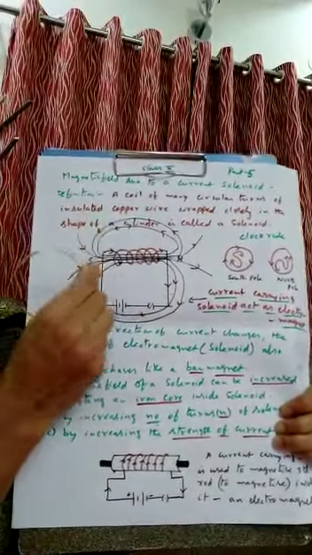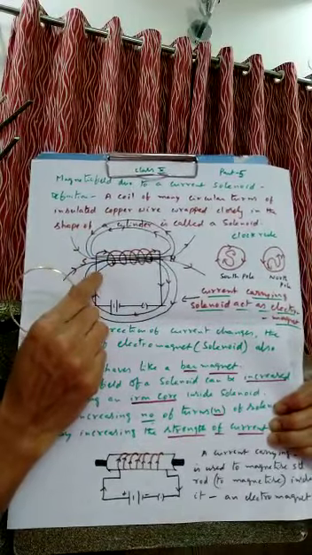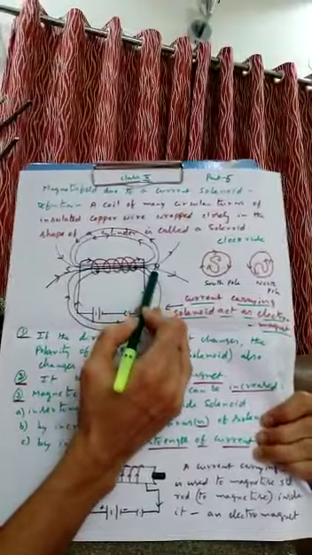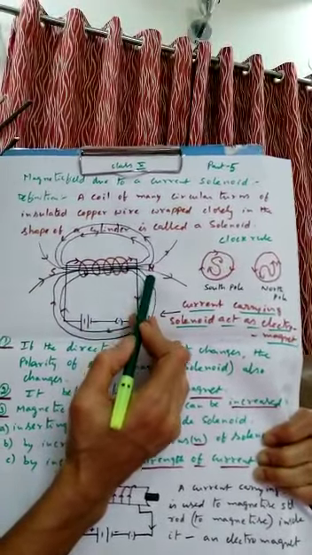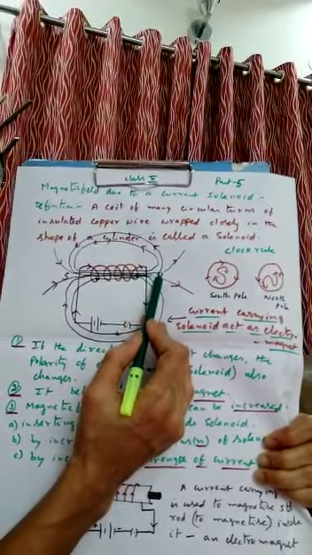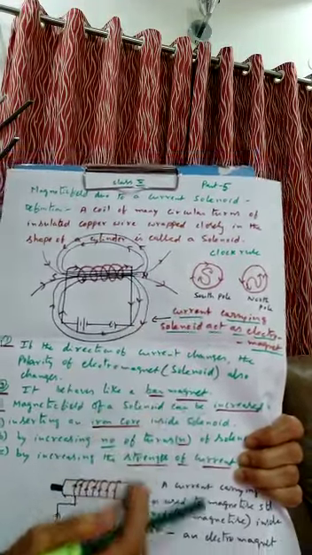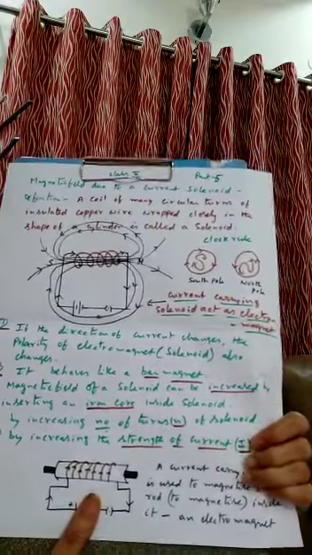Then if the current flows here in the clockwise direction, this will act as a south pole. If the current flows here in the anti-clockwise direction on this loop, it will act as a north pole here. In this way, we can locate the poles of the solenoid carrying current like a bar magnet.